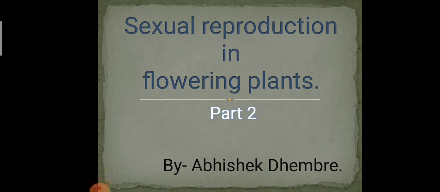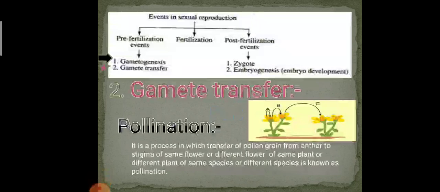In our first part we have already studied gametogenesis, and in our second part we now have to discuss gamete transfer. So in sexual reproduction we have already studied the pre-fertilization event, gametogenesis, and now we have to discuss our second event, known as gamete transfer. Gamete transfer is basically known as pollination.